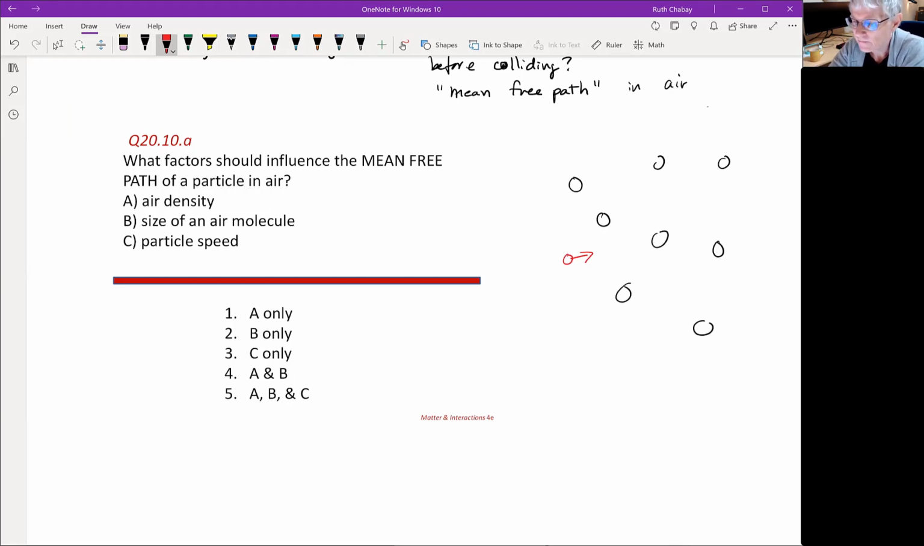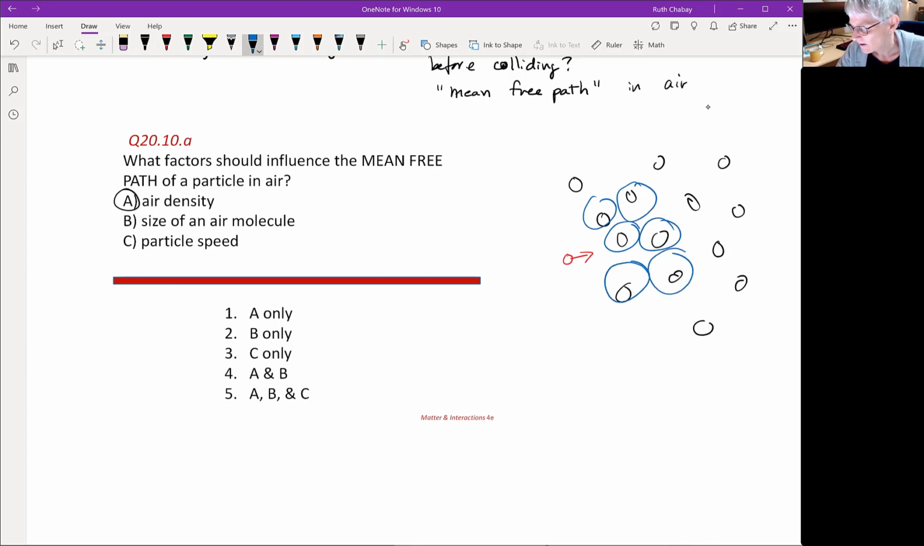Okay, if we have more air molecules, obviously you're not going to go as far before you run into something. So clearly air density is correct too. If these molecules are bigger, so if they were a lot bigger, then again, you're not going to be able to go as far before you hit one. So clearly the size of an air molecule matters.